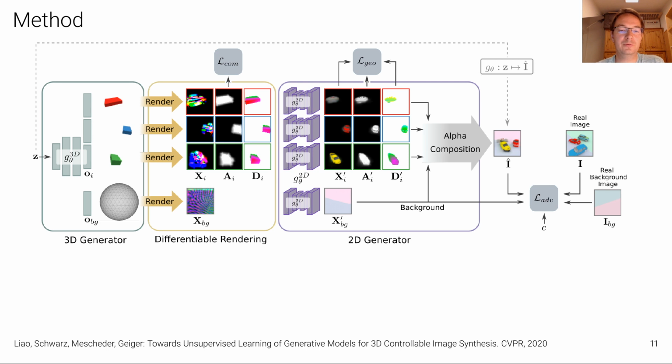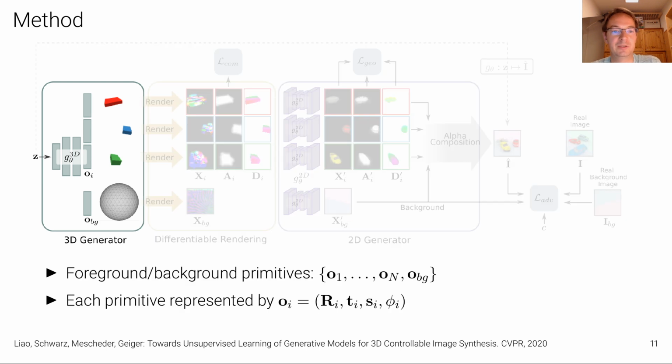Here is an overview of the entire model, and I'd like to walk you through it step by step, starting on the left side with the 3D generator. The 3D generator takes a latent code drawn from a random distribution as input and produces the foreground and the background primitives in terms of their parameters. So O1 to ON are all the foreground objects, and OBG are the parameters that describe the background. Each of these primitives is represented by a pose RT, a 3D scale SI, and the appearance parameters of that object.